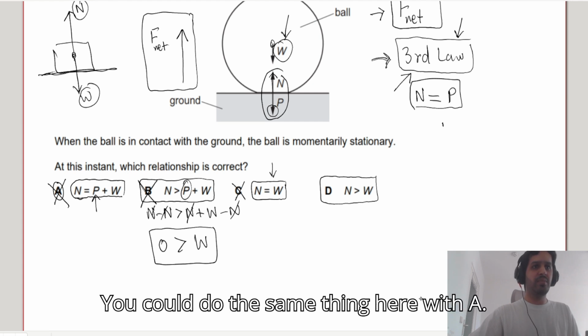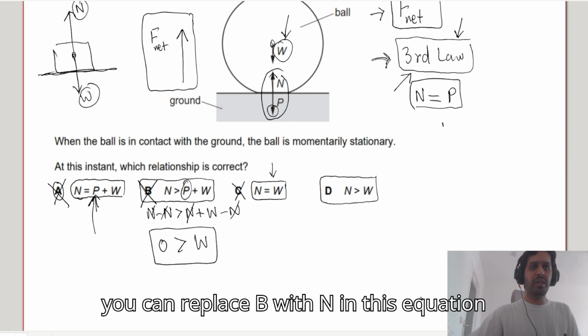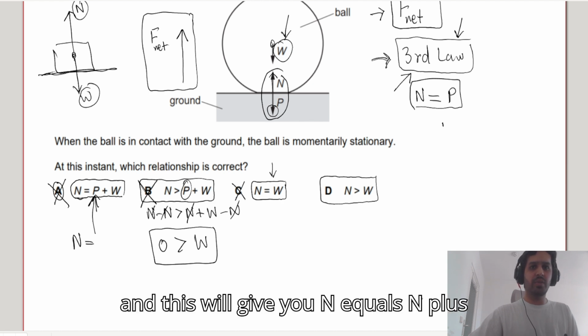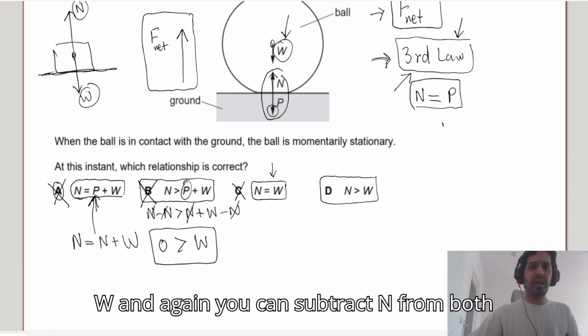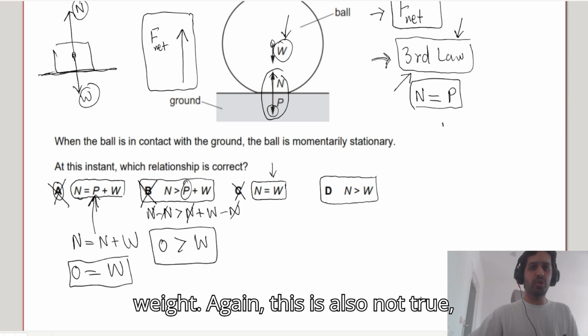You could do the same thing here with A also. If you understand this third law, you can replace P with N in this equation, and this will give you N equals N plus W. And again, you can subtract N from both sides and you will get 0 equals weight. Again, this is also not true.